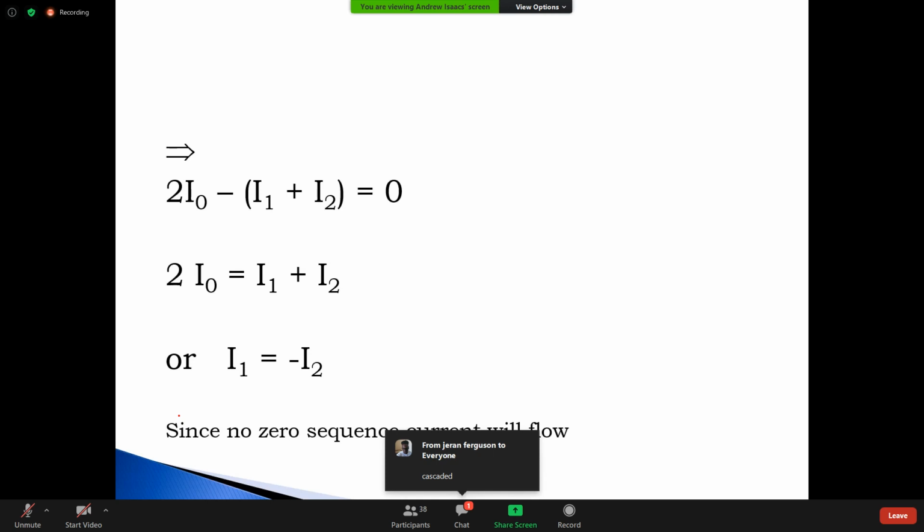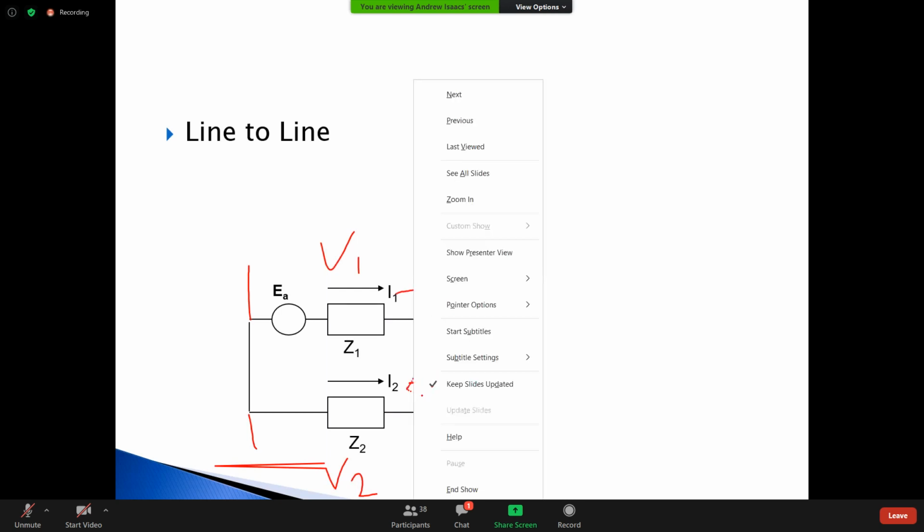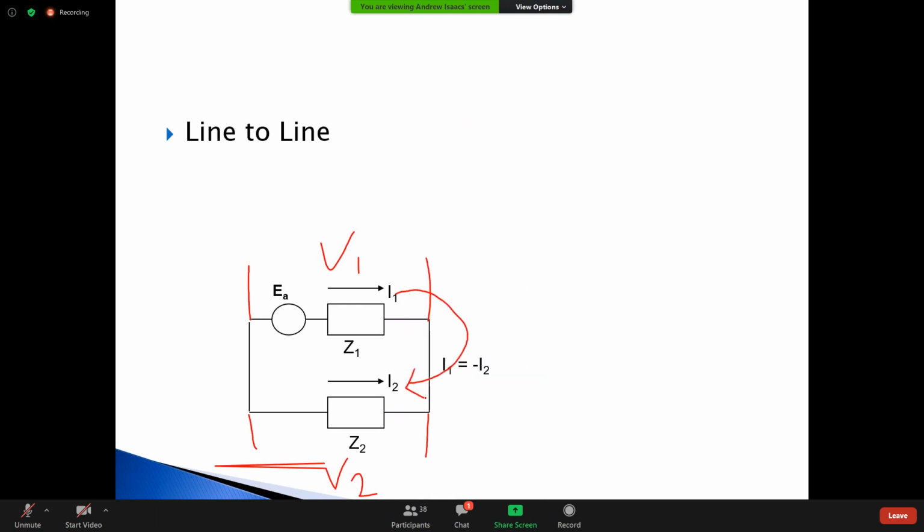You see, I bet if it was another lecturer who didn't do networks, you wouldn't tell him that. They are simply connected in parallel. Remember, the terminal voltage across here will be V1. The terminal voltage across here will be V2. I1 is equal to minus I2. Agreed? So the networks are connected in parallel.